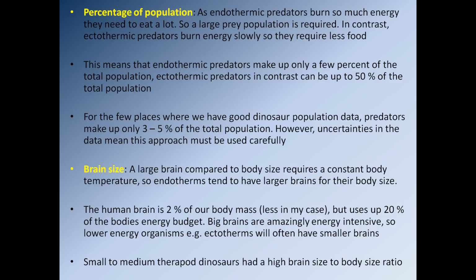That means for every one warm-blooded predator, you require maybe 100, 200 possible animals that it could try and eat. So there's a very, very big disparity. You'll have a very, very big population of prey animals, and you'll have only a few predators. In contrast, ectothermic, so cold-blooded predators, burn energy more slowly, so they require less food, and that means you can have a lot more of them in a relatively confined space because they're not competing for food so much.